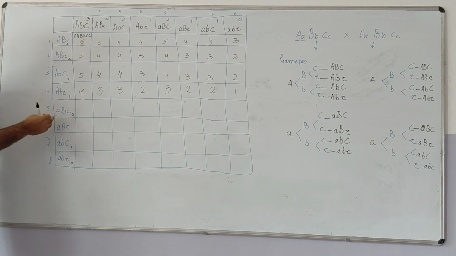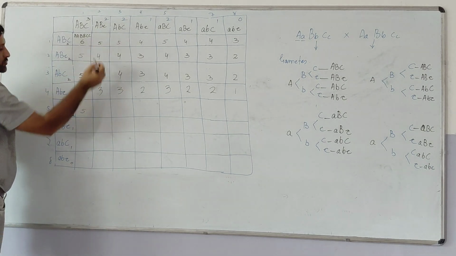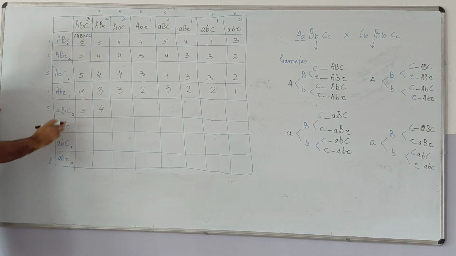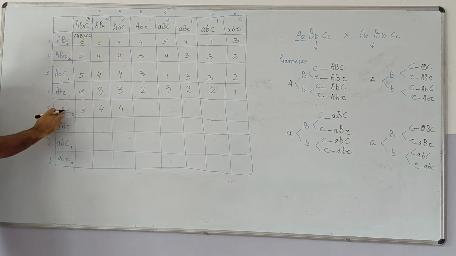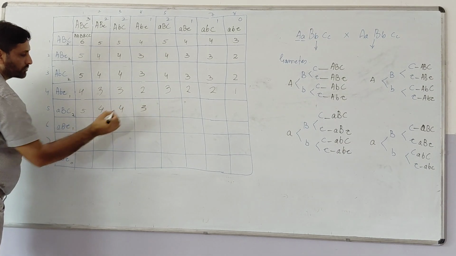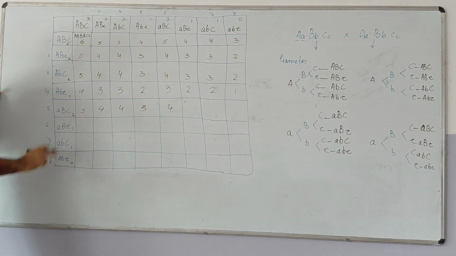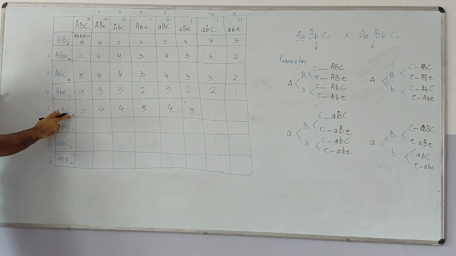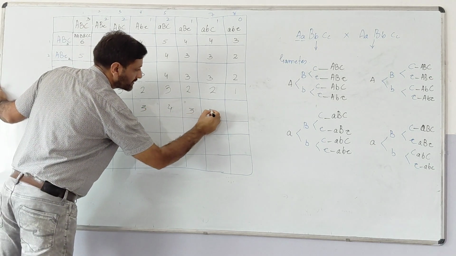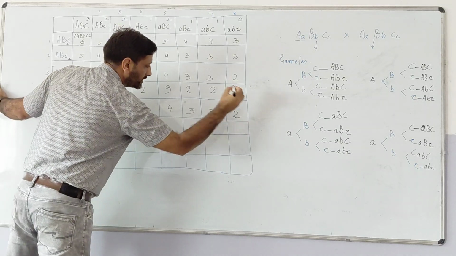Now coming to this column, here are 2, here are 3. 3 plus 2 is 5. Again 2 plus 2, this is 4. Now 2 plus 2 is 4 again. 2 plus 1 is 3. And then 2 plus 2, this is 4. Again 2 plus 1 is 3. Again 2 plus 1 is 3. This is 2 dominant alleles and here is no dominant allele, then it is only 2.